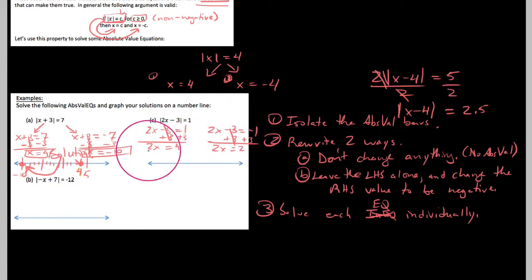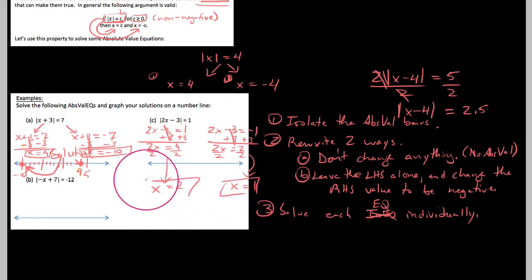Now when we split all these out, we divide by 2 on each. We get x equals 2 for the first one, and for the second one, we get x equals 1. Again, these are our solutions, and we want to illustrate them. Here's 0, here's 1, and here's 2. We label them and color those in. Those are the solutions.